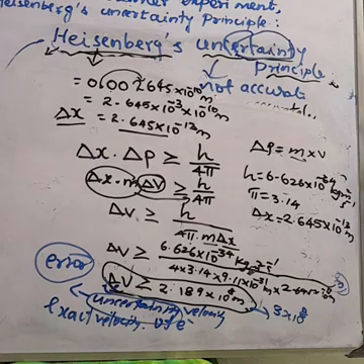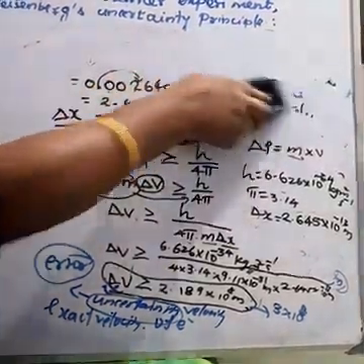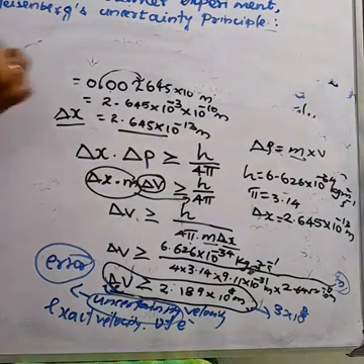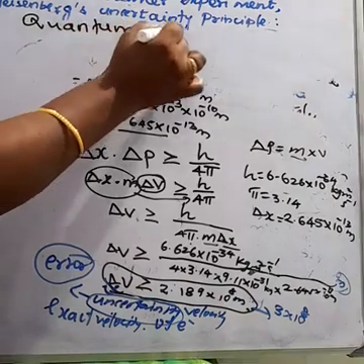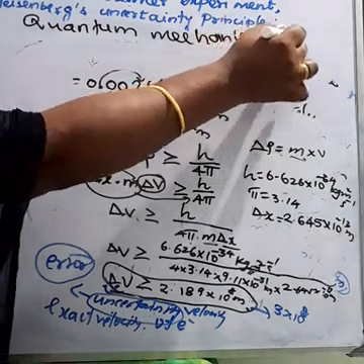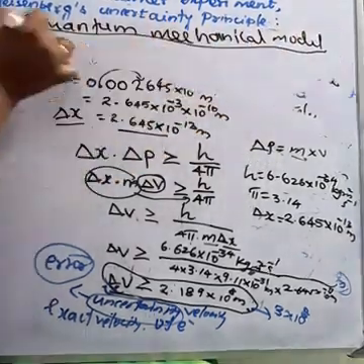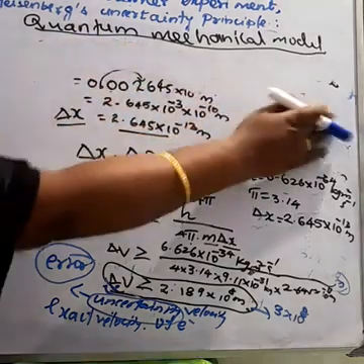Then we are going to study the quantum mechanical model of an atom. We studied many atom models under classical mechanics: the Bohr atom model, the Rutherford atom model, and the J.J. Thomson atom model. Many atom models we studied under classical mechanics.